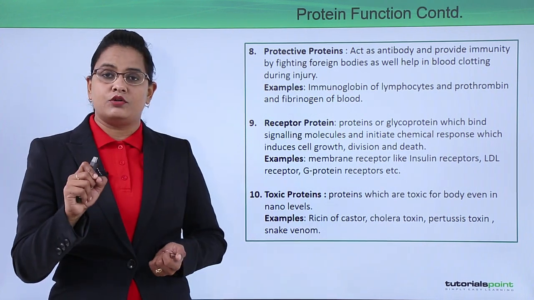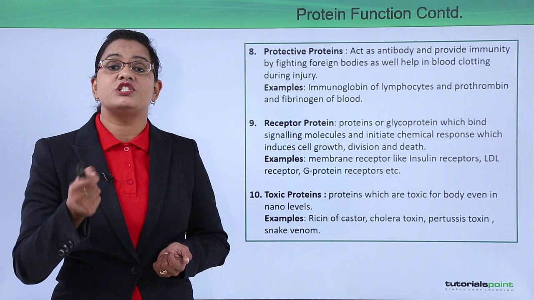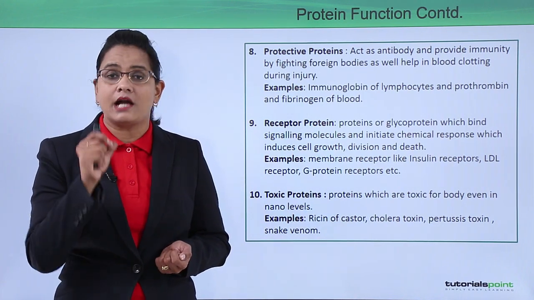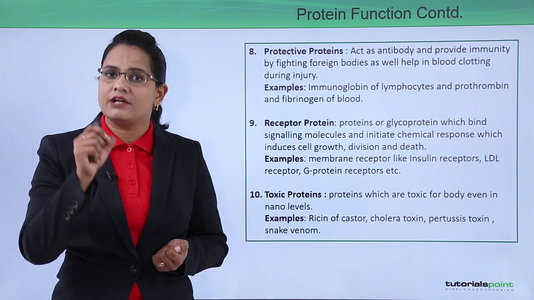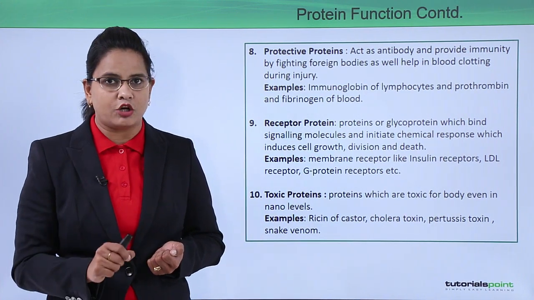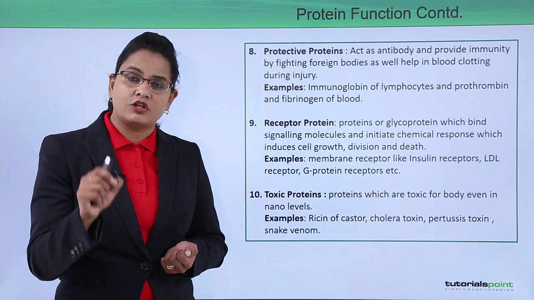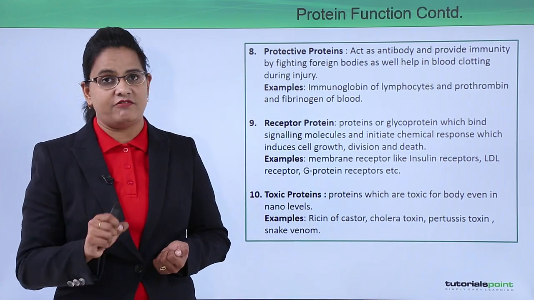Again, the toxic proteins. Now these are those proteins which are harmful for our body. Even in nano levels, if they come in contact with our body, they have the capacity to have a toxic effect on our body, like ricin protein present in castor, cholera toxin, pertussis toxin, and snake venom.